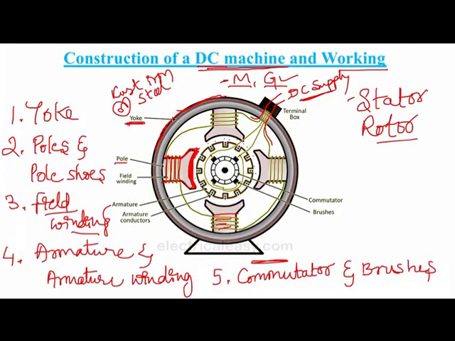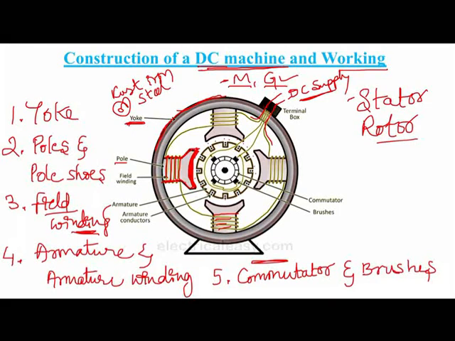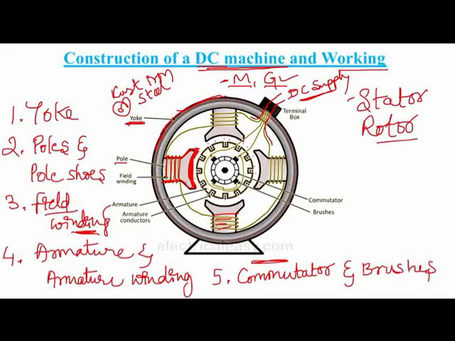So the function of the field winding is to produce the magnetic field, and these poles are either bolted to the yoke by using bolts and nuts, or they may be welded to the yoke. The next part of the machine is the armature and armature winding. The armature and armature windings are located in the rotating part of the DC machine.